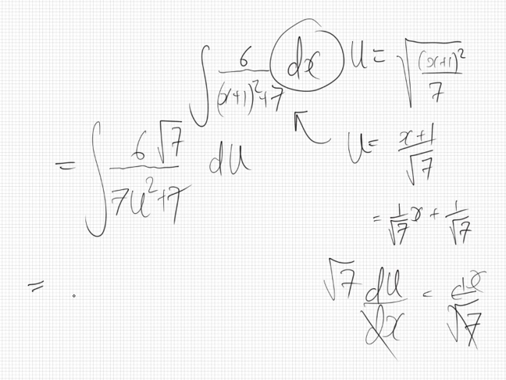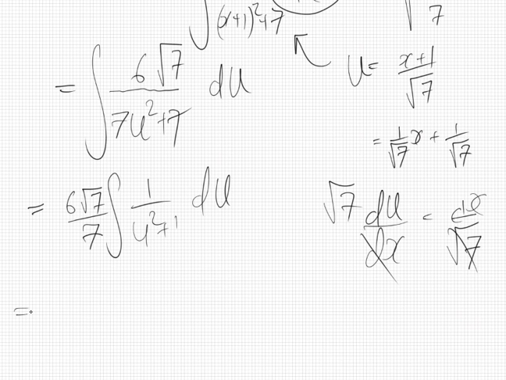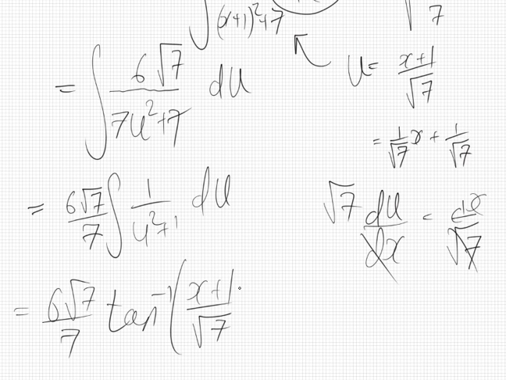So this will end up being 6 root 7 over 7, 1 over u squared plus 1 du, after you do your substitution. So what do you get here? Well, that's 6 root 7 over 7 tan inverse u, which is x plus 1 over root 7. Like that. So far, so good, I hope.